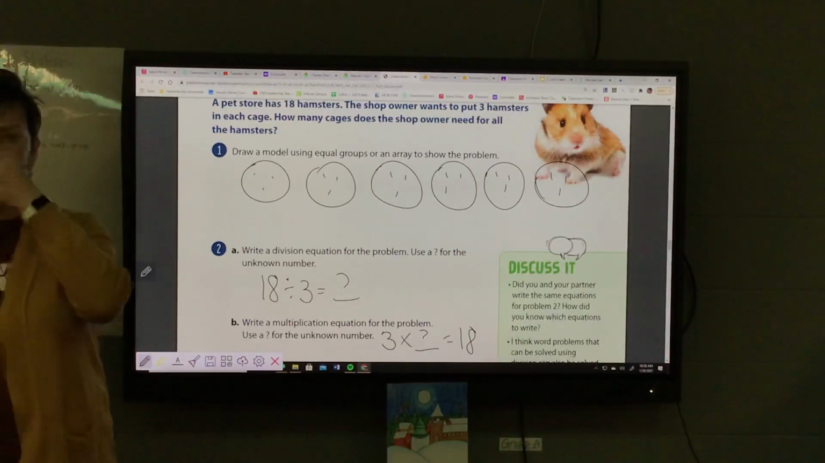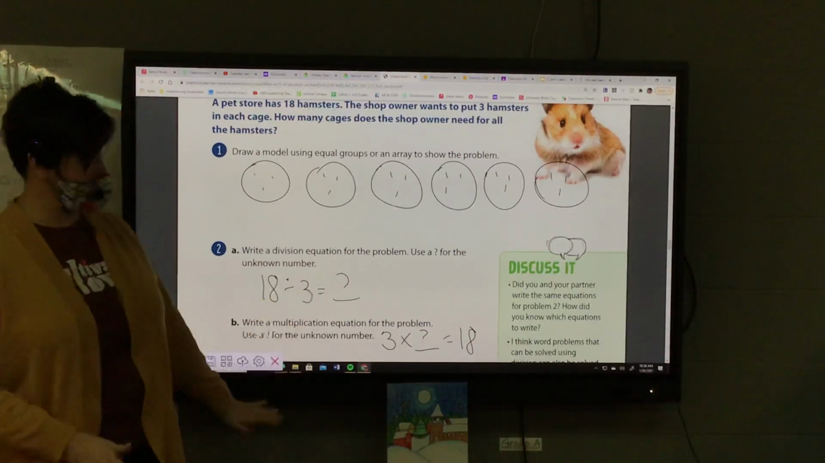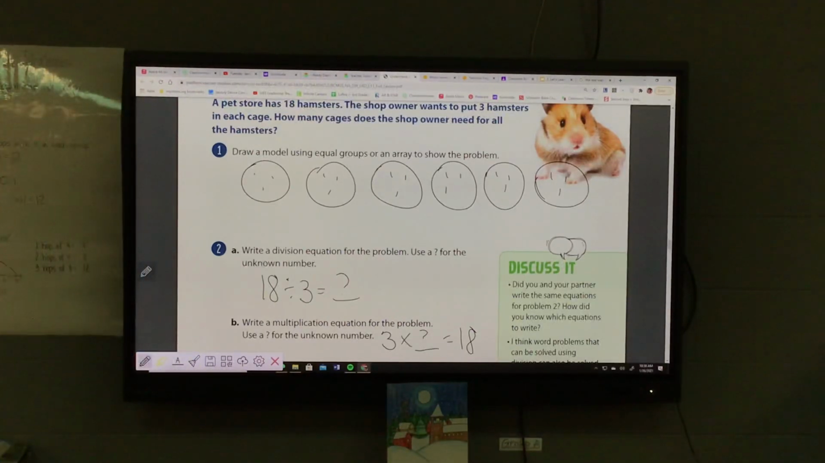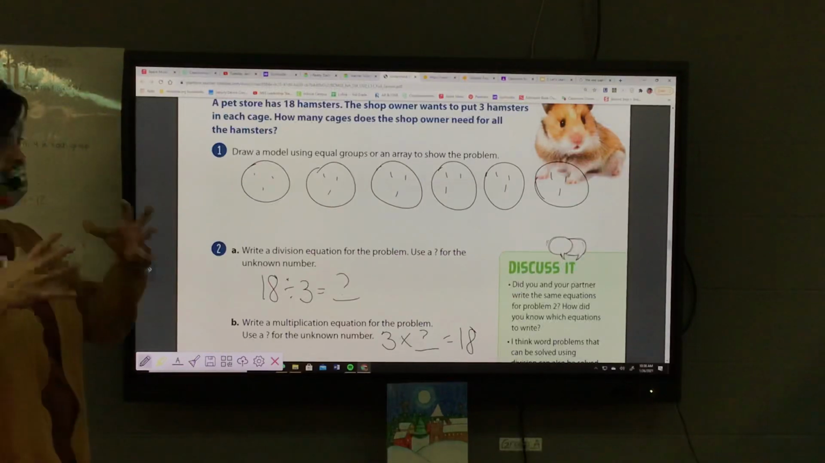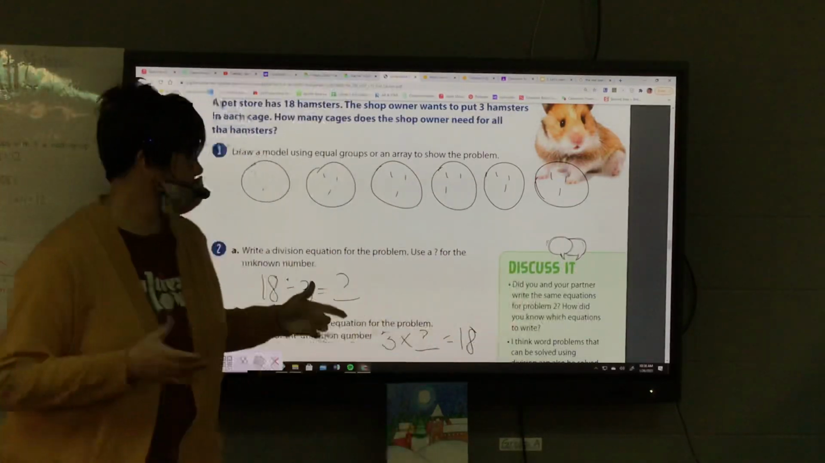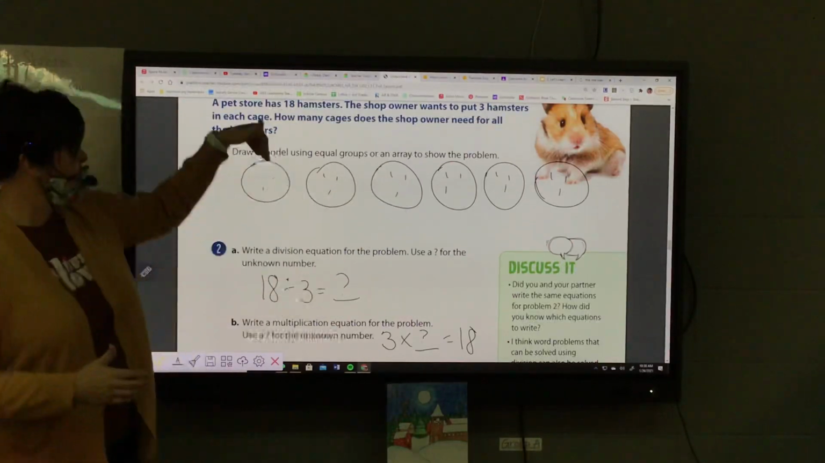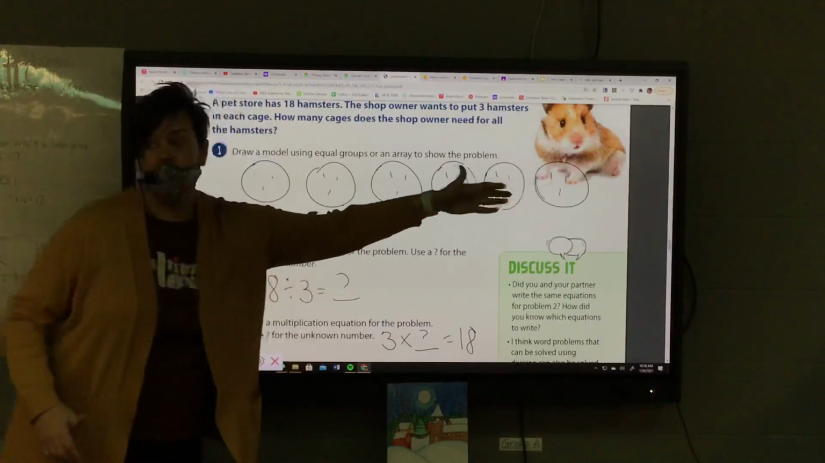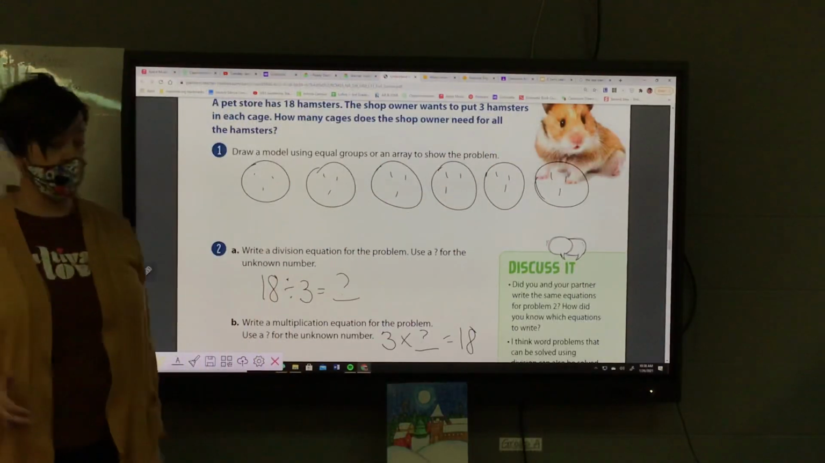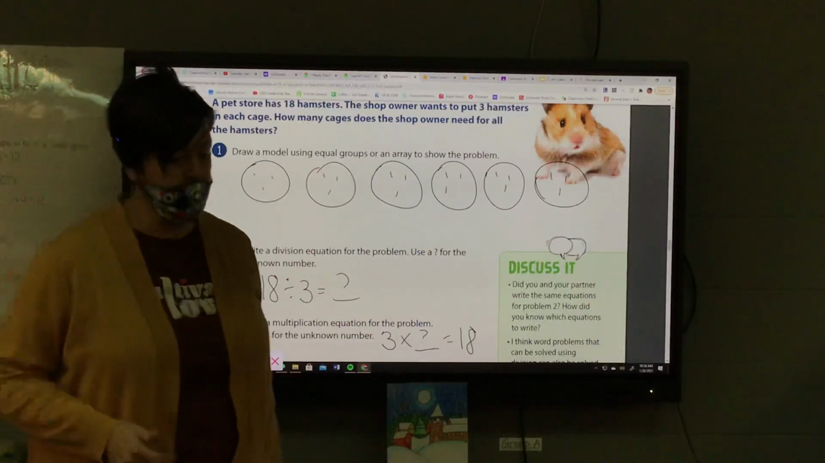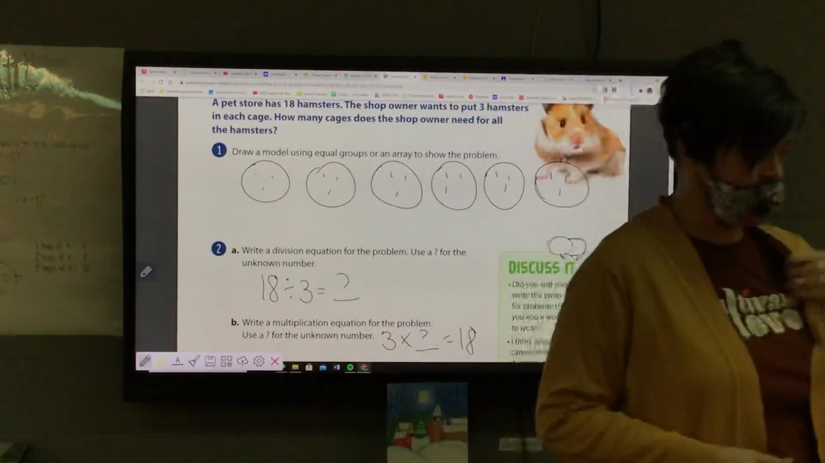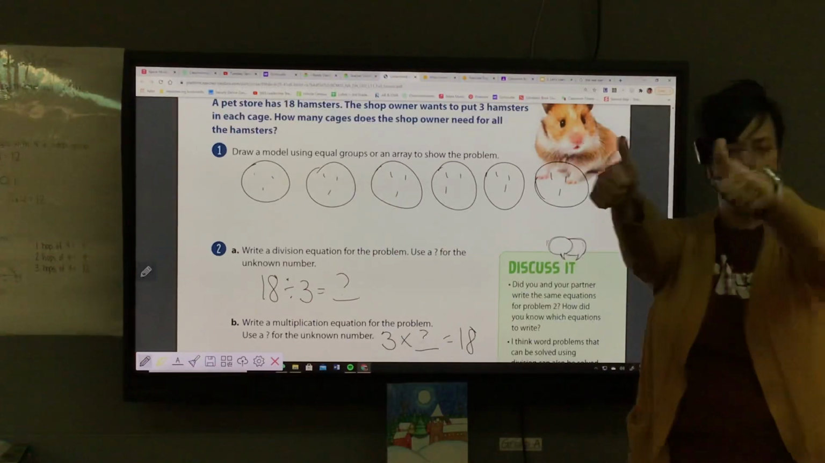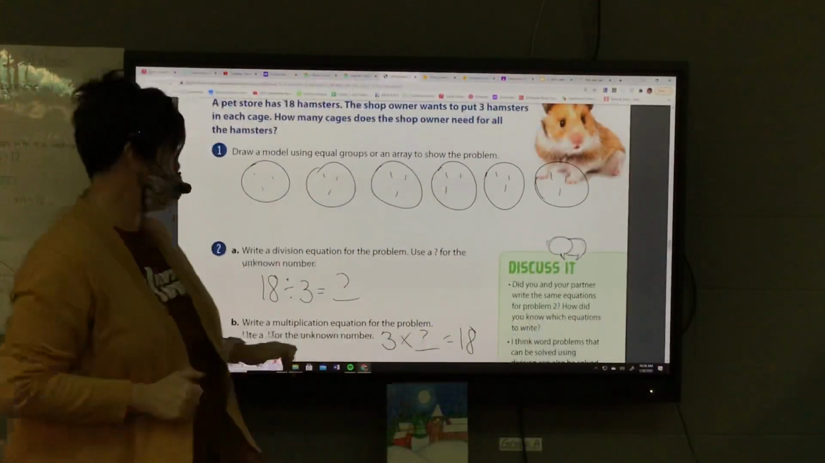You have part C on your paper, and I do too, I just can't see it down here. But part C says the shop owner needs blank cages. Well, did we figure that out up here? Yep. 1, 2, 3, 4, 5, 6. So how many cages does the shop owner need? 6. Write it down on part C. Got it? Good to move on? All right.